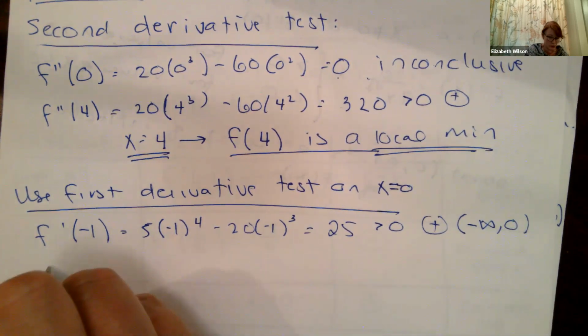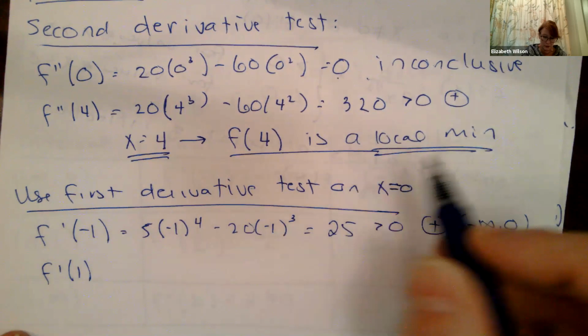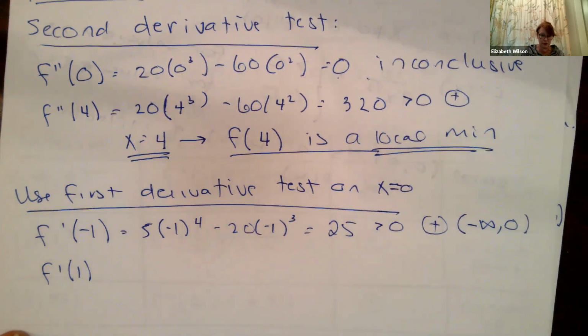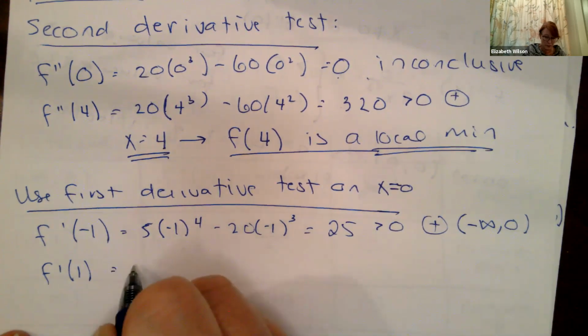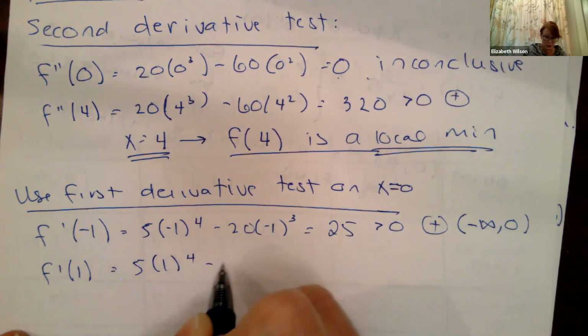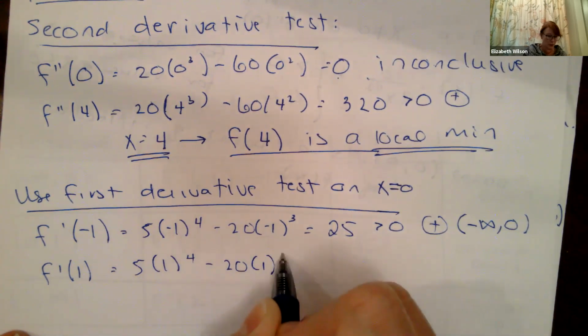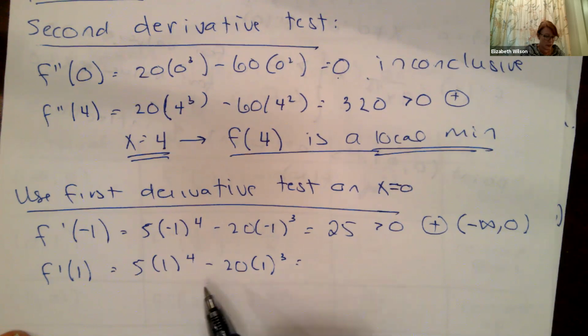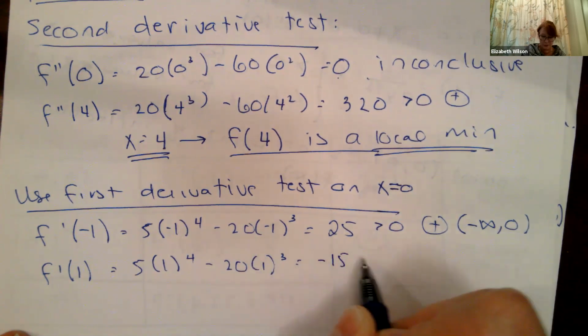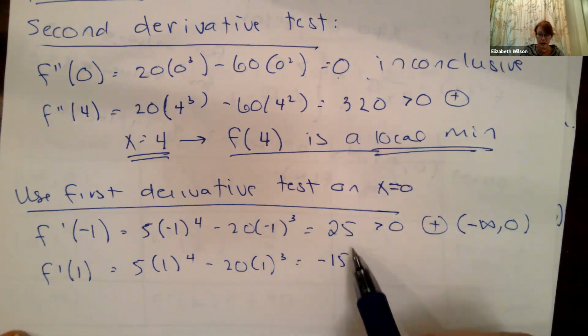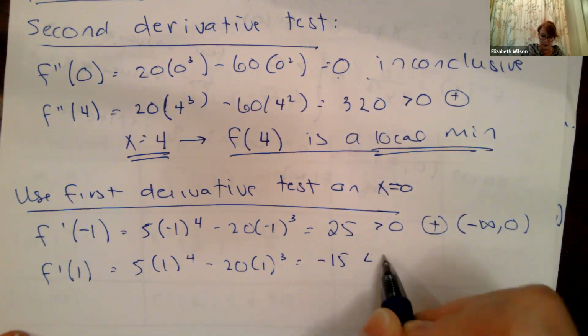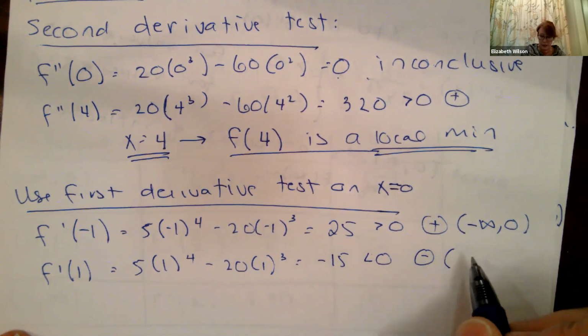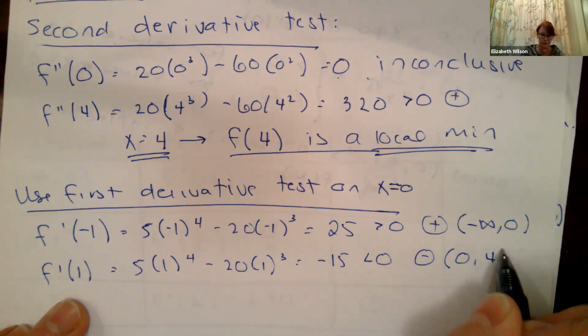Right, because this is where we're coming in here. So I'm going to take a look just on the other side of my critical point, x equals 0. So I'm going to look at 5 times 1 to the 4th minus 20 times 1 to the 3rd. So this is 5 minus 20, so we're looking at minus 15. You can see I'm changing sign, right? I've got a positive and a negative, which is negative. So then this is negative along the interval 0 to 4.